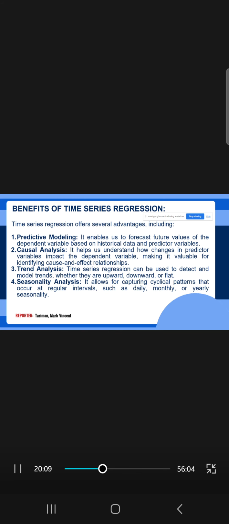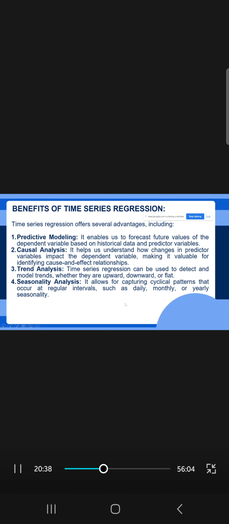Next is the benefits of time series regression. So time series regression offers several advantages, including predictive modeling. It enables us to forecast future values of the dependent variable based on historical data and predictor variables. So time series regression is a powerful tool for predicting future values of a dependent variable by analyzing its historical data and interpreting its predictor variables.